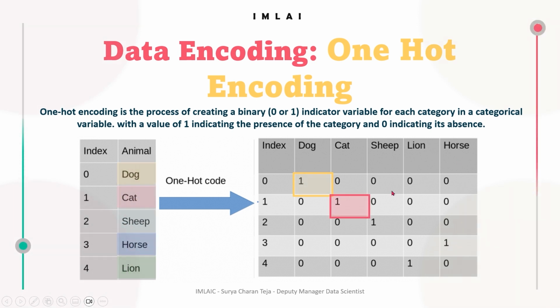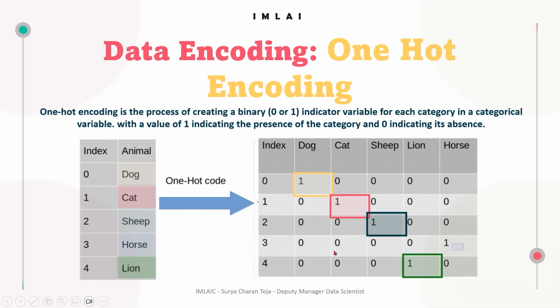Then you have a cat: dog is absent, so it took 0, and cat has taken 1. Similarly for sheep, sheep has taken 1 and all the other dummy variables have taken zeros. The same applies to the lion: lion has taken 1 and all the others in that specific row have taken zeros. And the same applies to the horse.